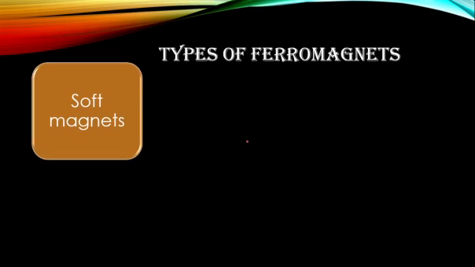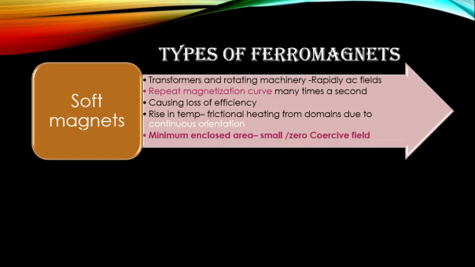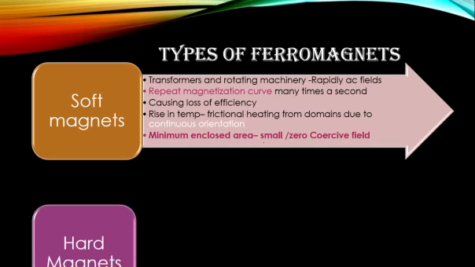So there are different types of ferromagnets, as you know, soft magnet and permanent magnet. Soft magnets are usually used in transformers and rotating machinery. So here the magnetization curve will be very narrow, so there will not be much loss of efficiency, and a rise in temperature can be expected due to the frictional heating from the domains. So the minimum enclosed area will be small, or zero coercive field.